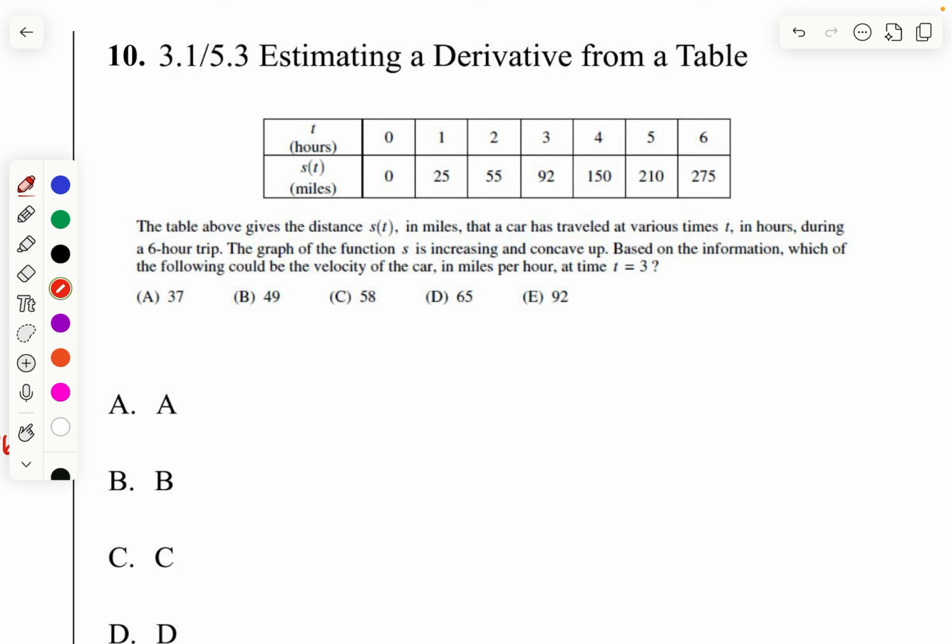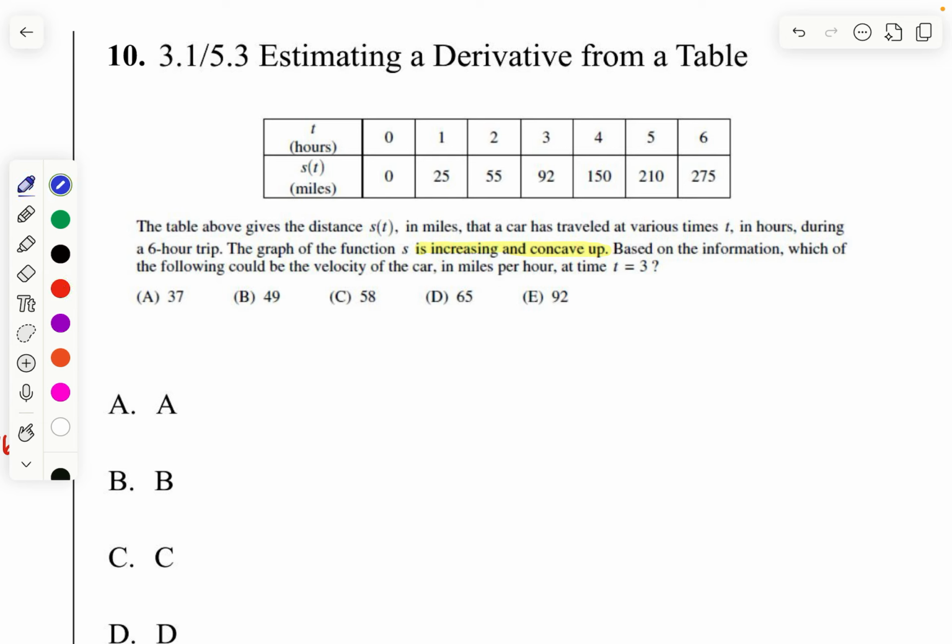All right, so this is probably important: the fact that s is increasing and concave up. Increasing, we can tell from the values. The fact that it's concave up, we need to understand what that means.